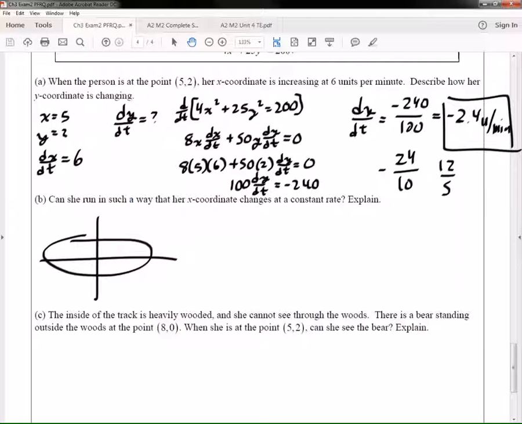Yes, the runner can do it, absolutely. On the straightaways, that runner needs to run very, very slow. But then when that runner gets to the turn, that runner needs to slowly increase their speed and they need to be running the fastest when they get to this point, and then start slowing down and run really slow right here. That would keep the x-coordinate at a constant rate of change.